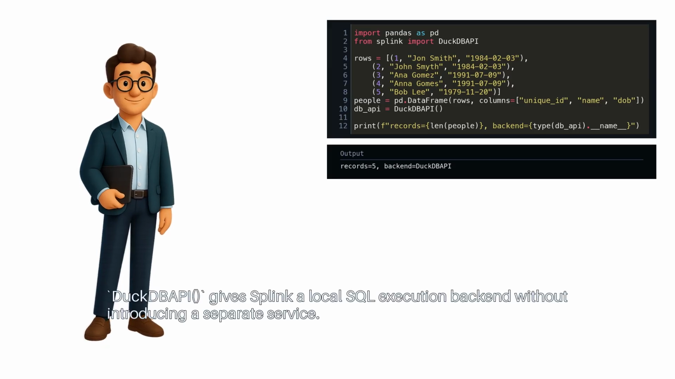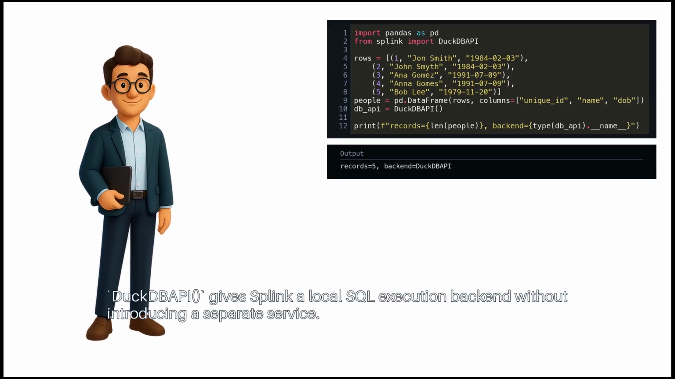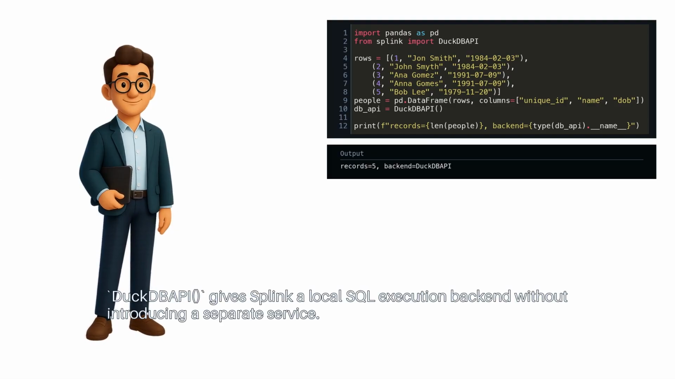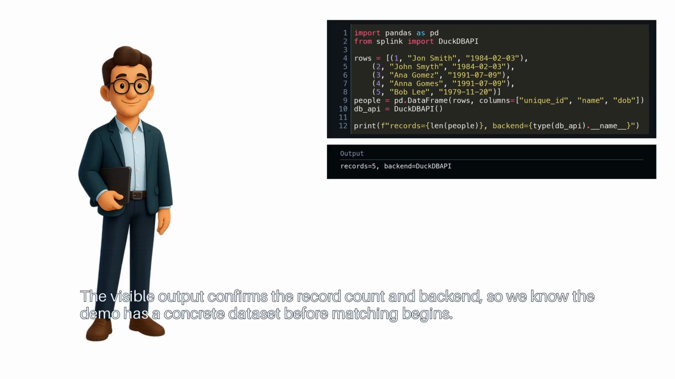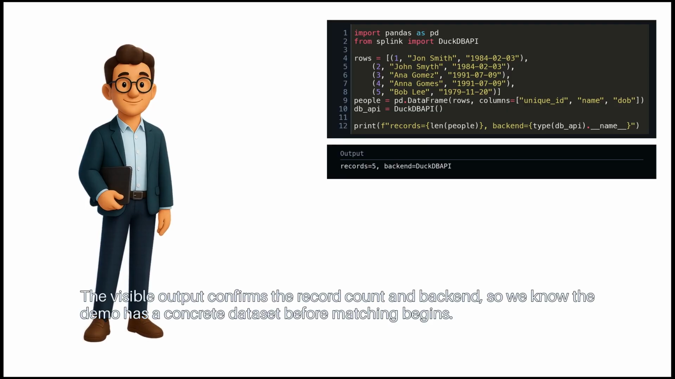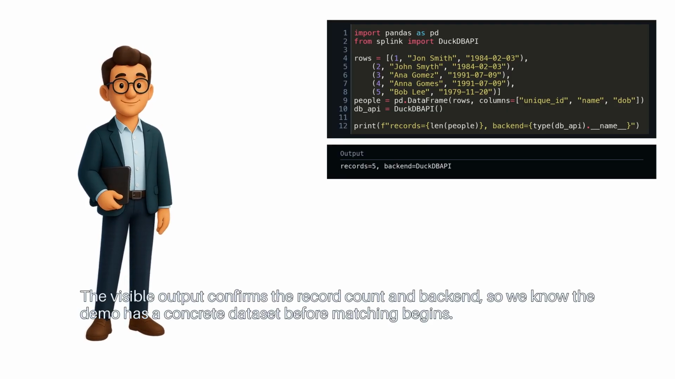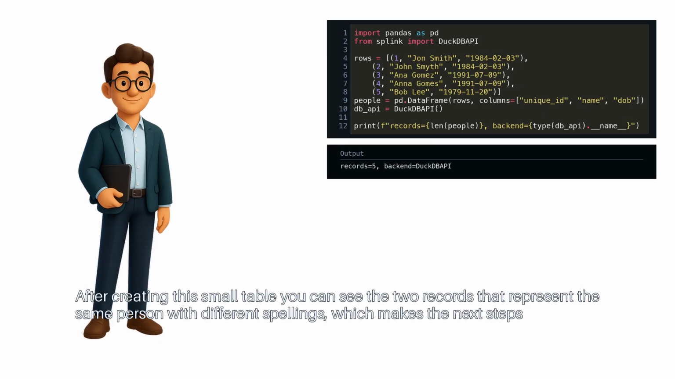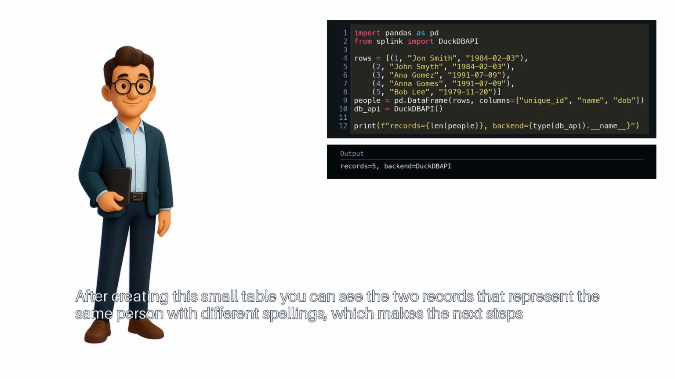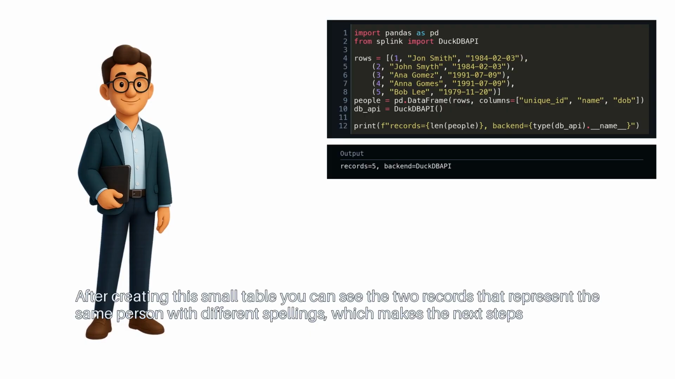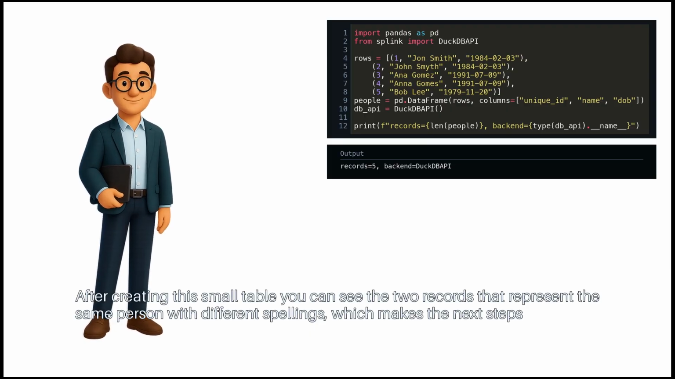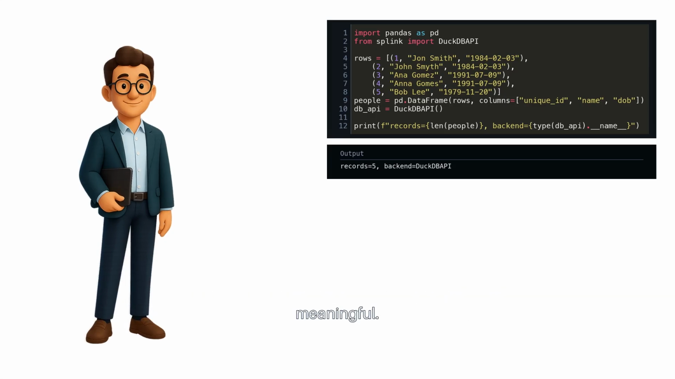DuckDB API gives Splink a local SQL execution backend without introducing a separate service. The visible output confirms the record count and backend, so we know the demo has a concrete dataset before matching begins. After creating this small table, you can see the two records that represent the same person with different spellings, which makes the next steps meaningful.